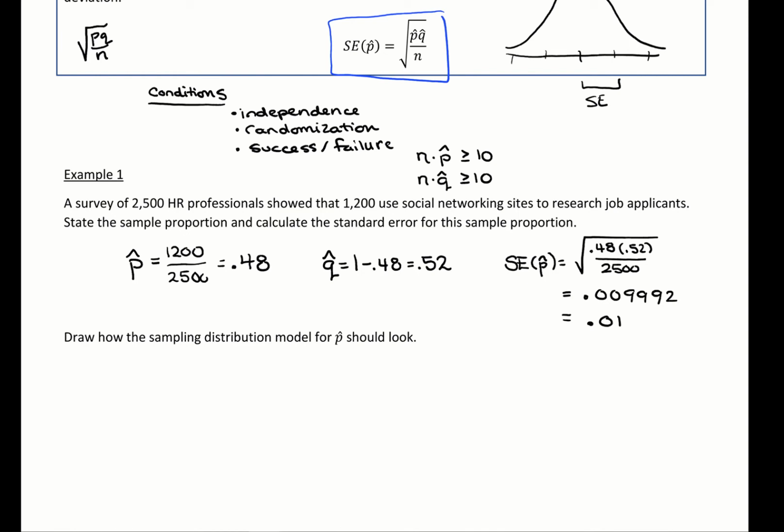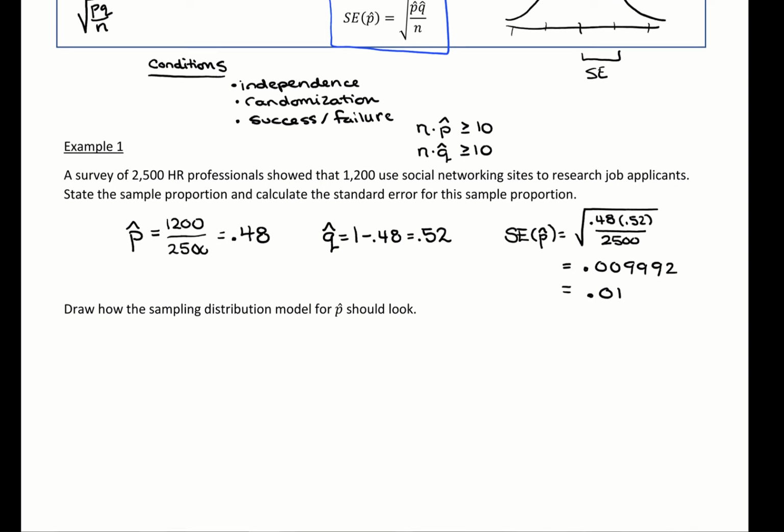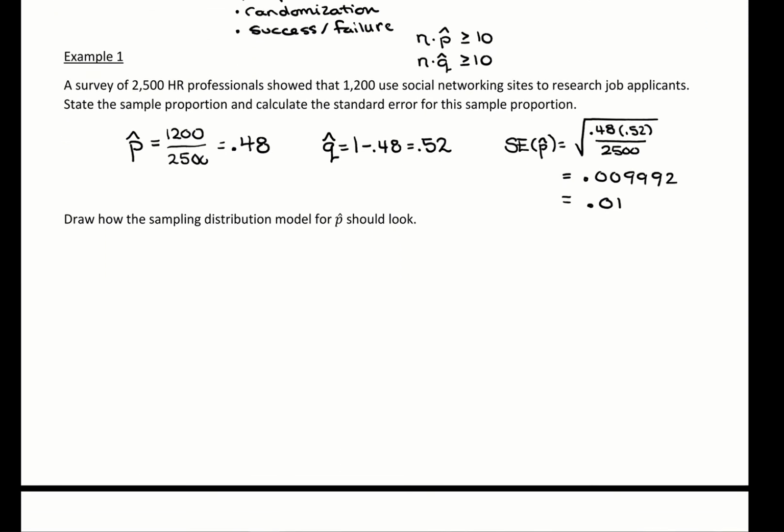So, draw how the sampling distribution model for P hat would look. And what we have to do here is work with the assumption that our population proportion, which is usually the center of our sampling distribution model, is about equal to the sample proportion that we found from this set. Now, to work with that assumption and to work with the bell-shaped curve, we should check our conditions first.